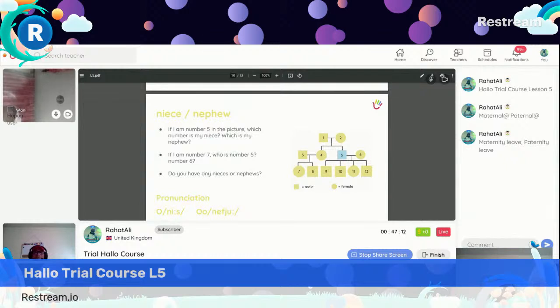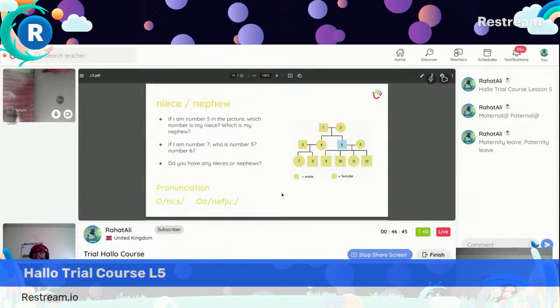Okay, look at the diagram. From the mother side, from maternal, that's maternal uncle. That's right. Circle is female. That means your mother's side. Bravo. Well done. Do you have any nieces or nephews? I have two nieces and five nephews. Wow, that's cool.